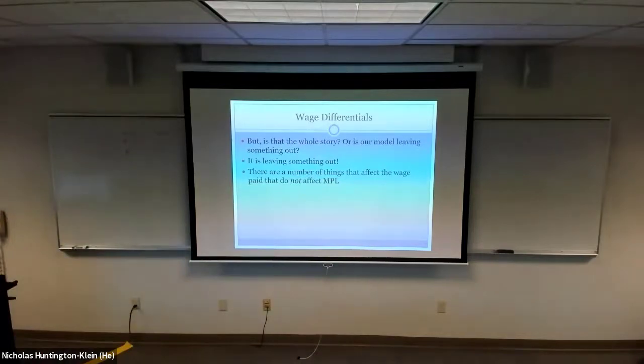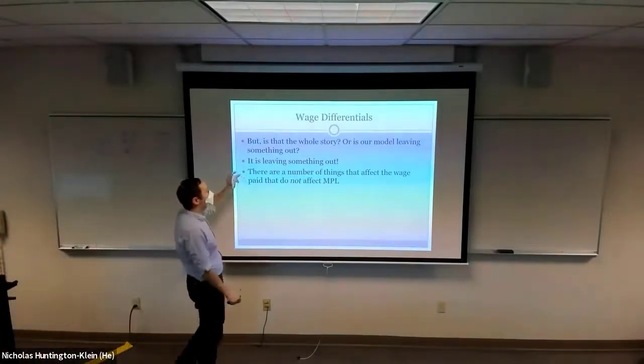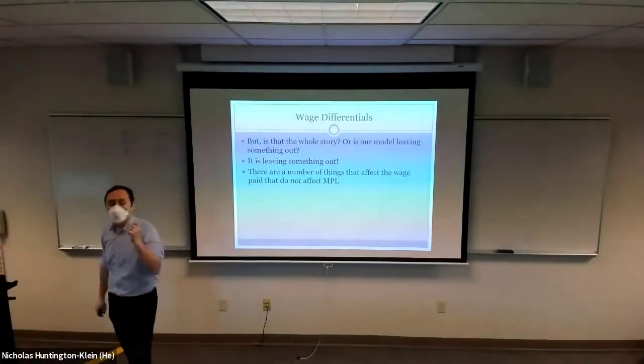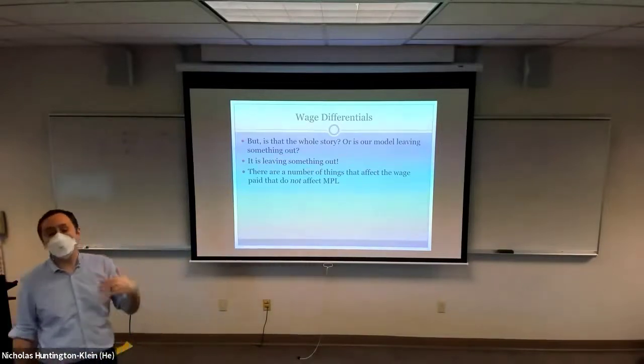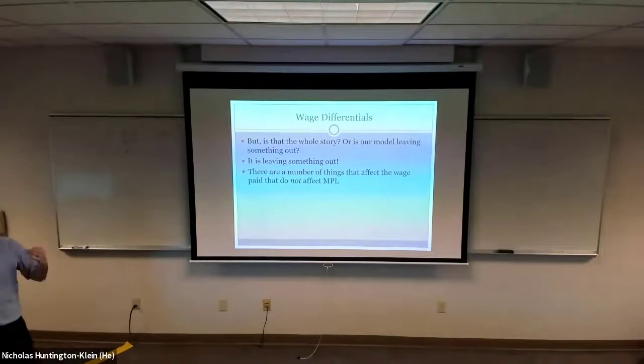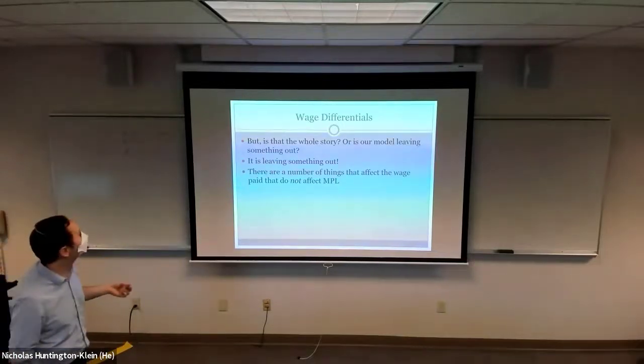So we're going to think about what else our model might be leaving out, because this is clearly an incomplete story. The world is much more complex than that. So we're going to be talking today about things that specifically affect the wage that is paid without just being marginal productivity of labor. So things that might make people get paid different amounts, even if they are equally productive.